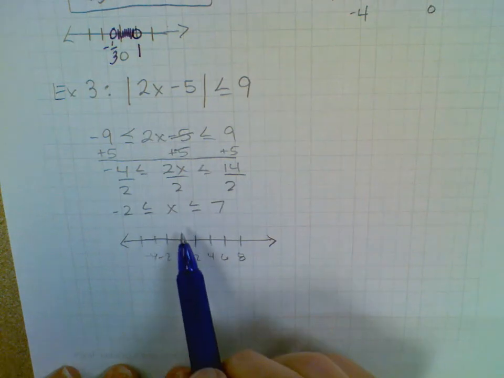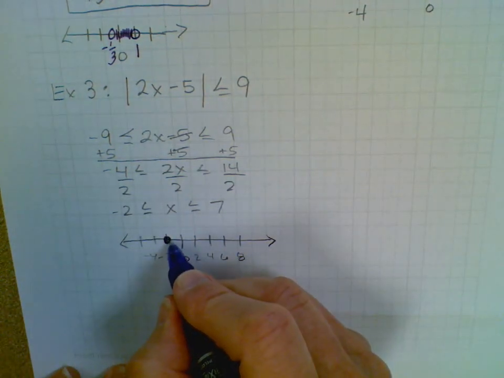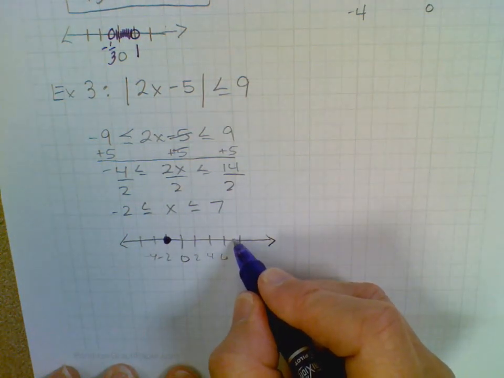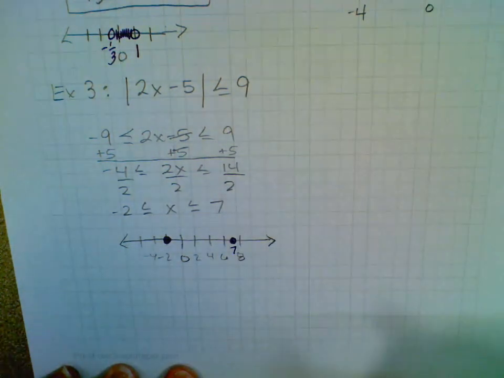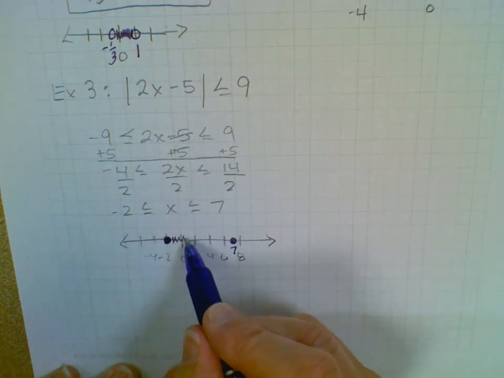negative 2. And now this one also is equal to, so this is going to be closed. And then 7 would be in between 6 and 8. So then I'm going to close that at 7. And it's everything less than 7 but greater than negative 2. So it's going to be in between.